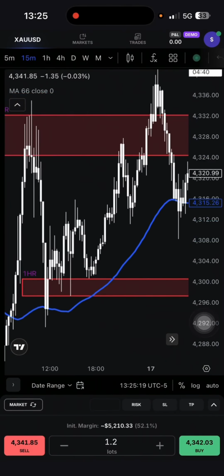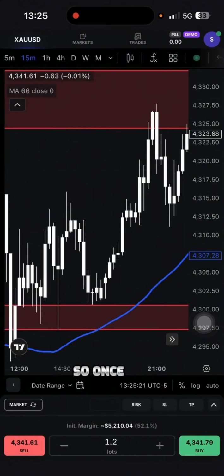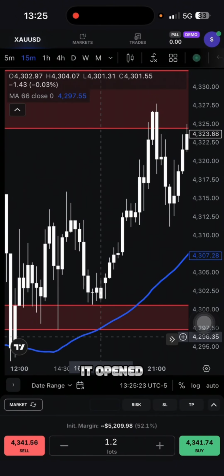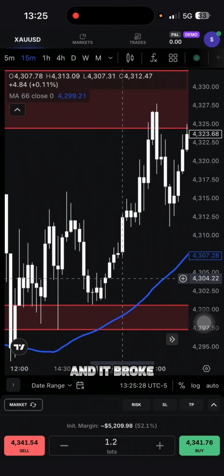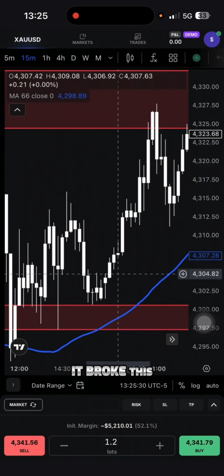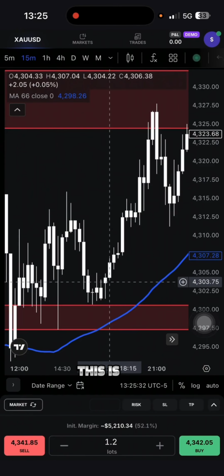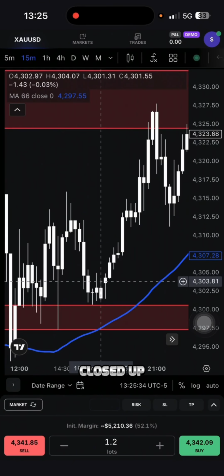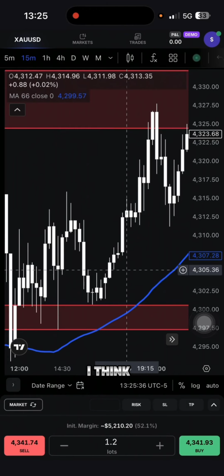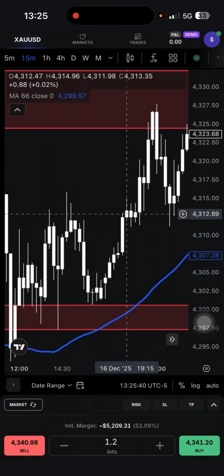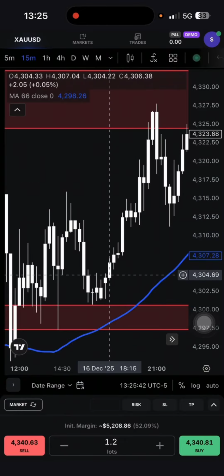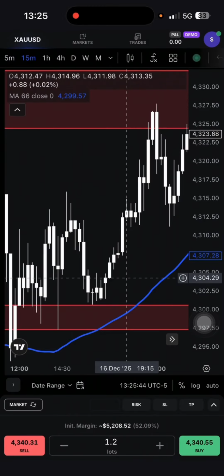So once the candle opened and it broke this candle, this is the open. Once it closed up just like that and it broke, I think I got in around this area, like when it broke around this area, right?